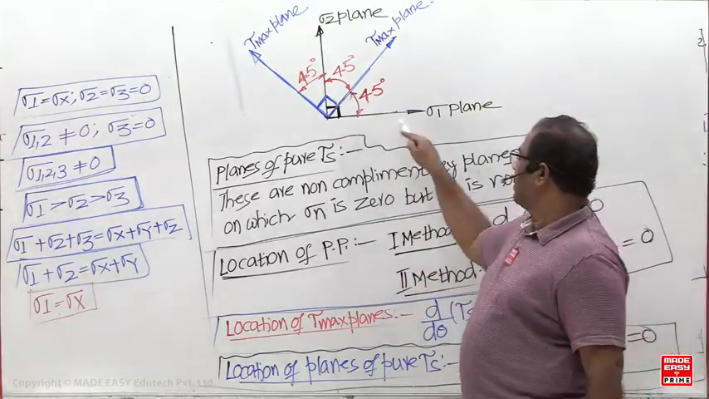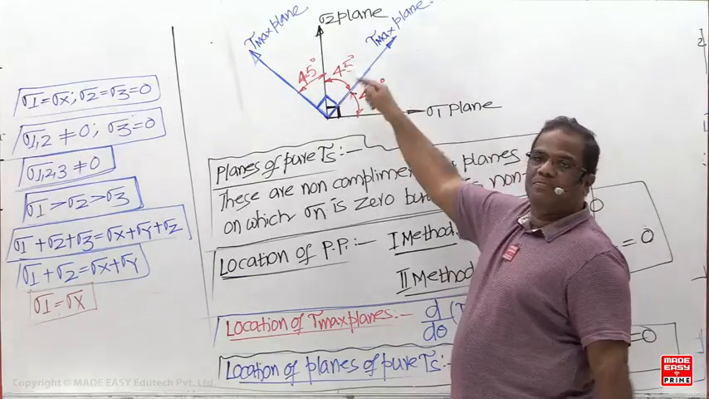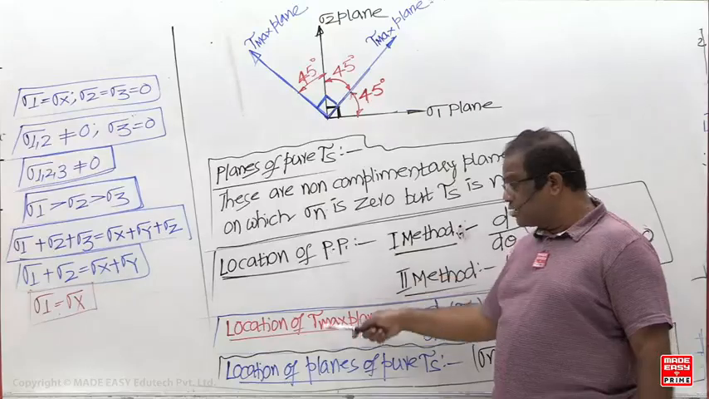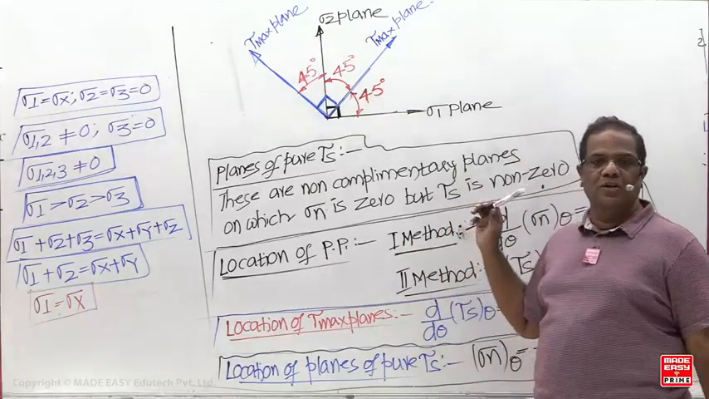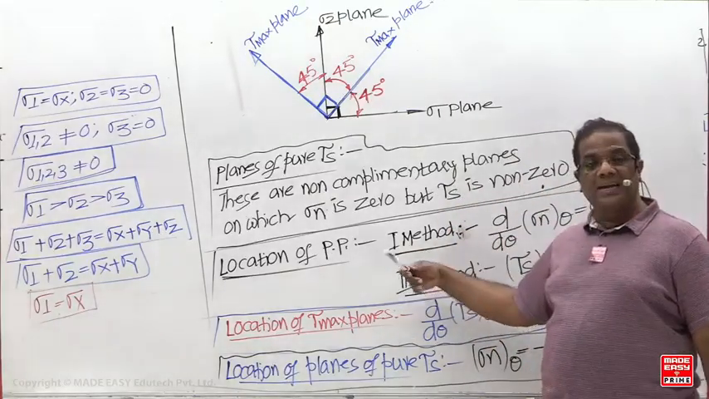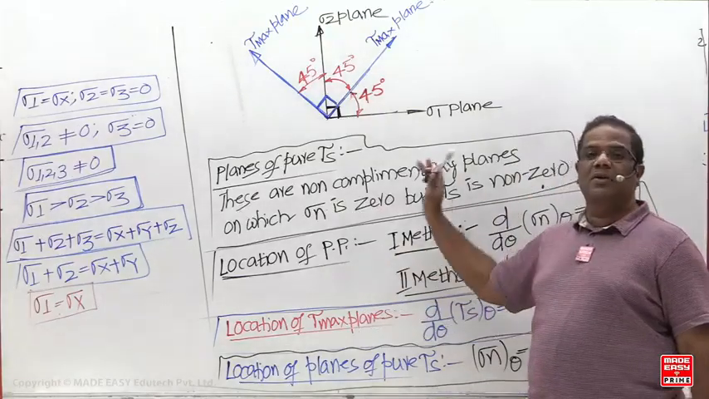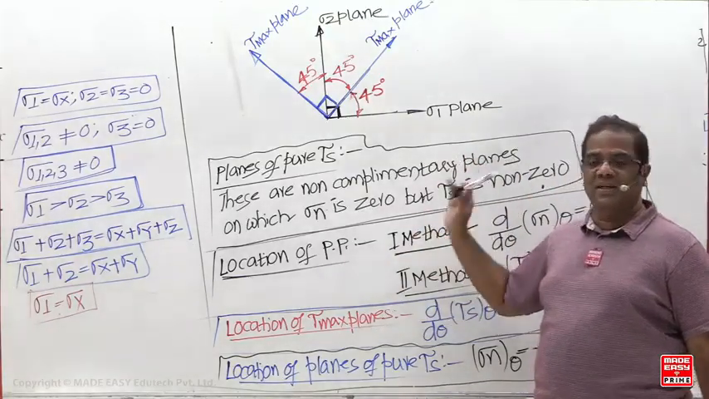Just now you have studied that if I know the principal plane, I can directly locate the tau max plane because the angle is going to be 45 degrees. So out of these two, you are going to use only one method. If I know the principal plane, directly I will get the tau max plane. Or if I know the tau max plane, directly I will locate the principal plane. Any one plane is sufficient.